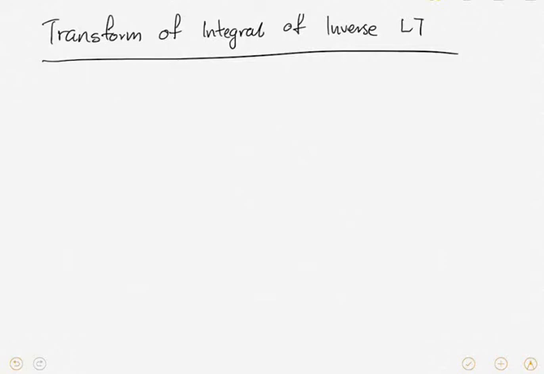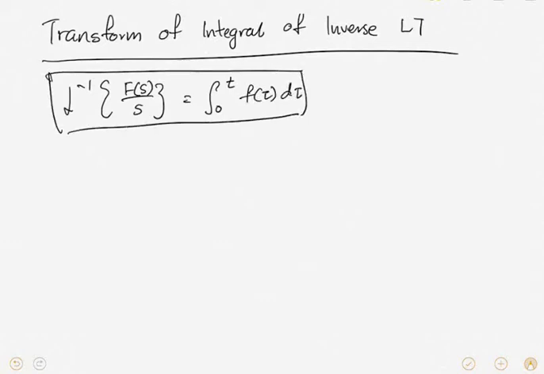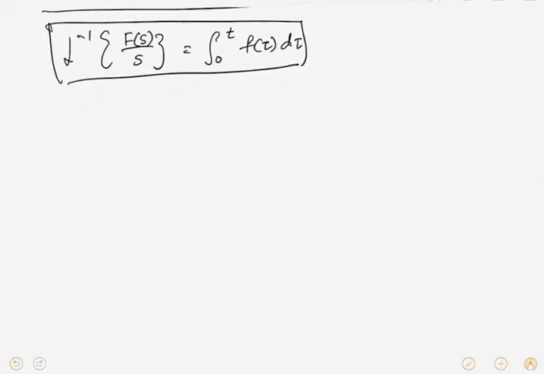Transform using the transform of integral. Now let's look at the formula of the transform of integral. That is inverse Laplace transform. F(s) over s should be equal to the integral from 0 to t of f(tau) d tau. So this is the formula. Okay, now let's look at the example.